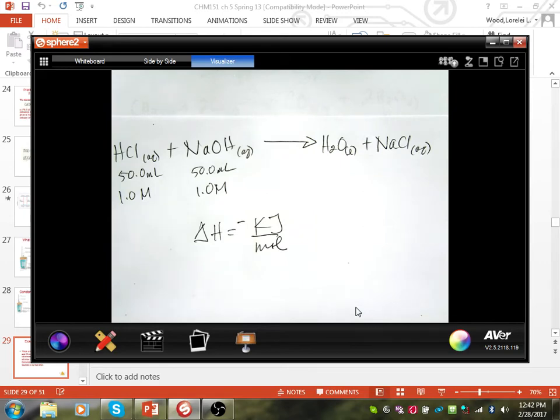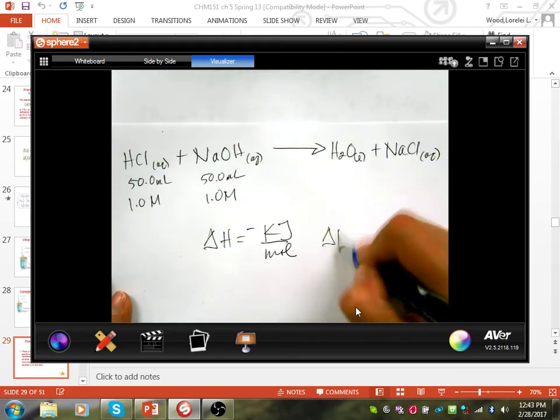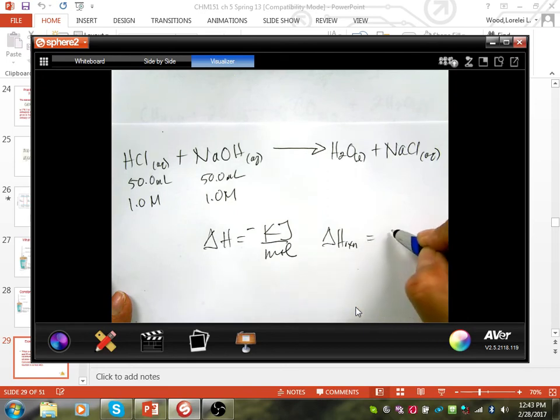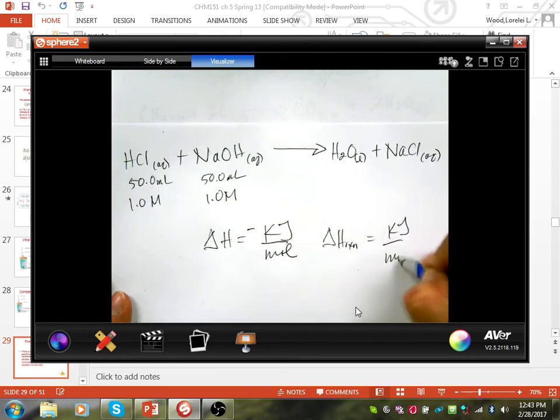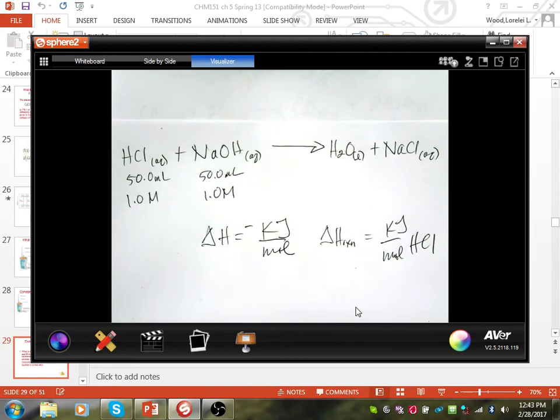How can I, and this is exactly what you're doing in lab this week, so make sure you pay special attention. How can I figure out the enthalpy of the reaction in kilojoules per mole? We're talking about the enthalpy of neutralization for HCl. I think that's what they asked. What is the enthalpy for the reaction in terms of kilojoules per mole of HCl? So I want to know the neutralization enthalpy. Well, what do I got that I can get something out of that's either kilojoules or moles?